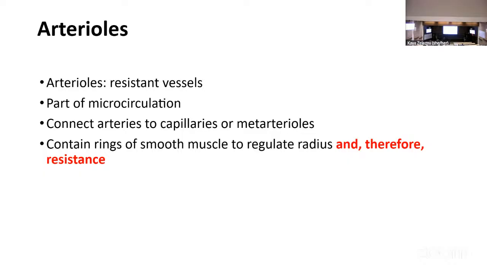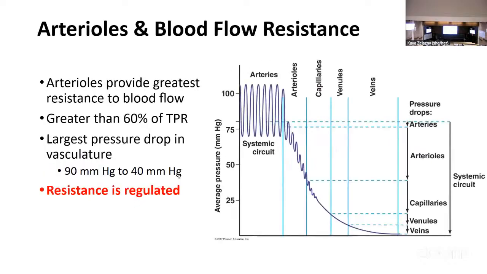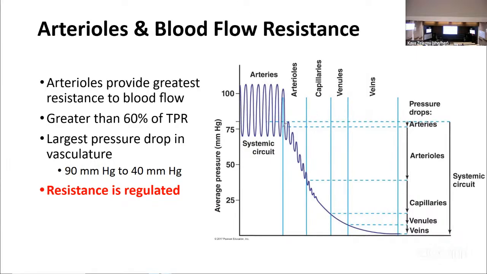This arteriole gets wider, flow goes through it easier. We have lower resistance. Okay. So here we see a graph of what's happening with our pressure as we go through our circulation, right?